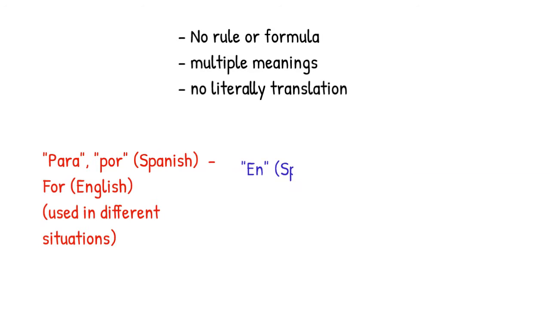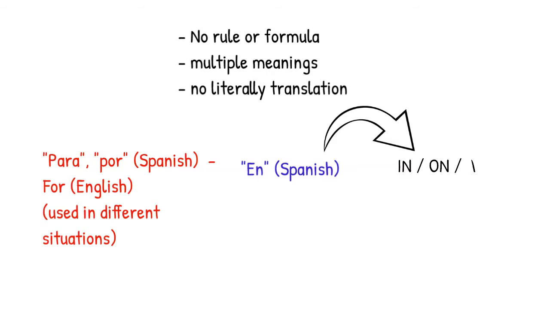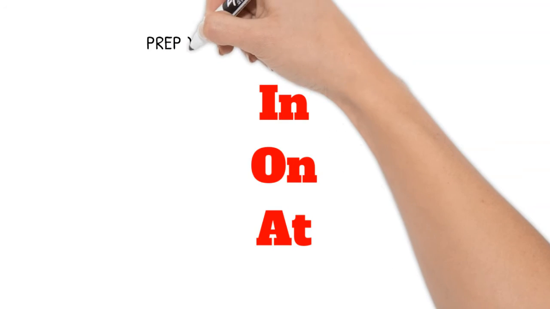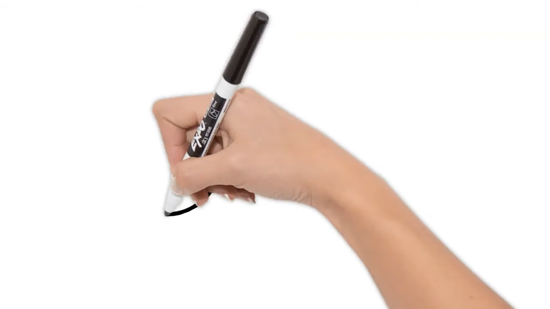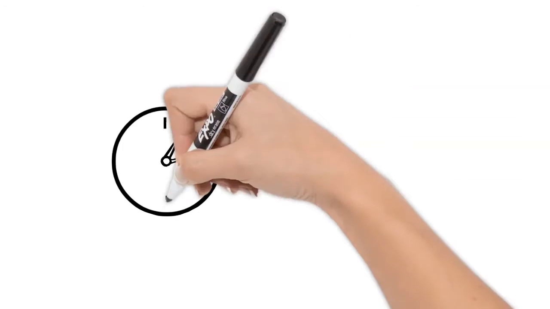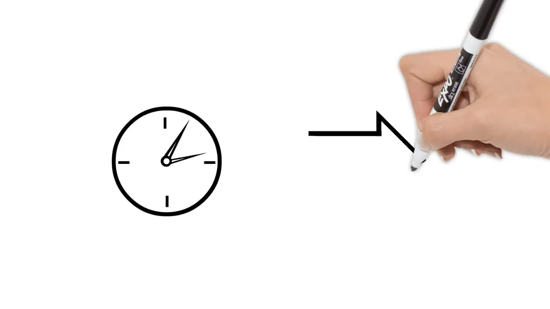On the other side, the simple preposition en from Spanish can be translated into English by these three prepositions: in, on, at, depending on the noun or pronoun that joins it. These simple prepositions in, on, at can be used to show the location of things, or they can describe the time when something happens. In other words, the prepositions in, on, at are normally used to refer to either time or place.